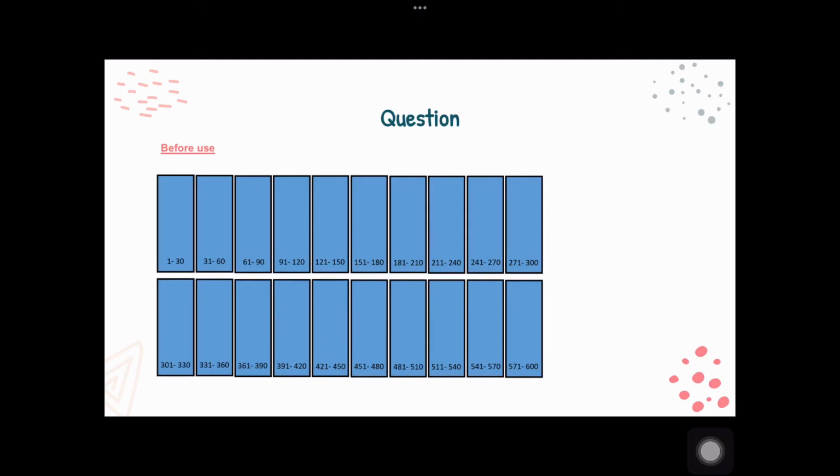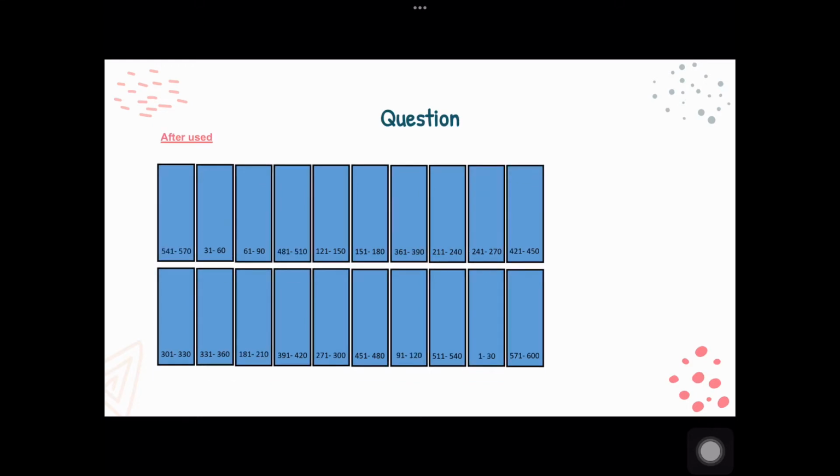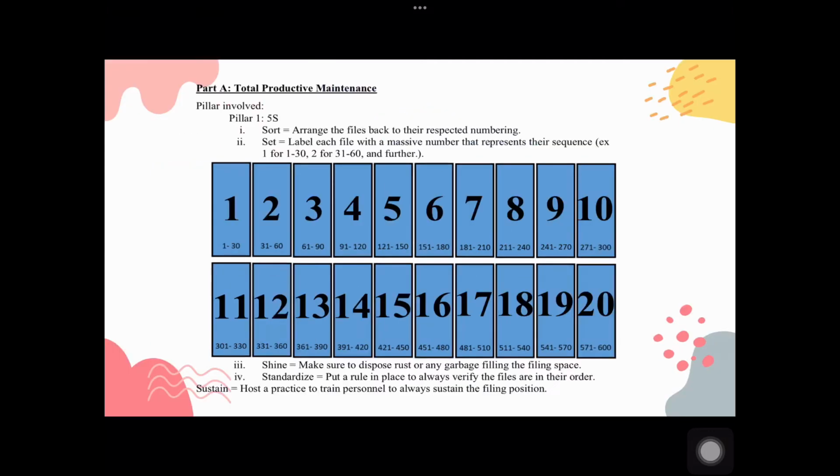This slide shows the situation of the files before use. This slide shows the positions of the files after use. The pillar involved for Part A is Pillar 1, 5S. First is Sort. Arrange the files back to their respective numbering.